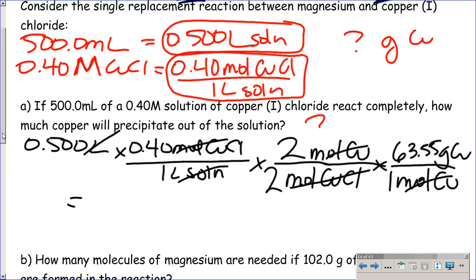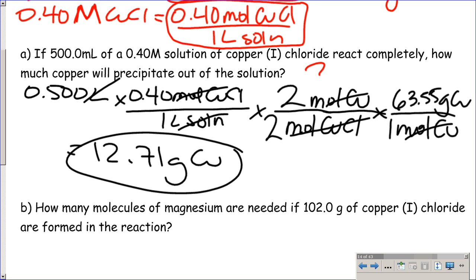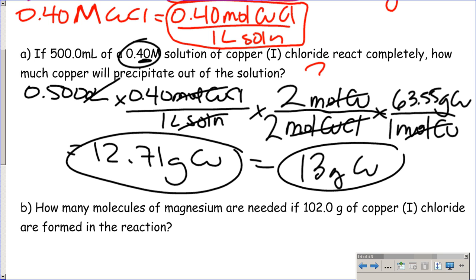And the final answer is 12.71 grams of copper. And why did I record 4 sig figs? What did I start off with in the problem? Ooh, I should have only recorded 2. Lies. I'm a liar. Sorry, I'm a liar. There's only 2 sig figs here, so round this to 2 sig figs. 13 grams of copper. There you go. That's your appropriate sig figs.